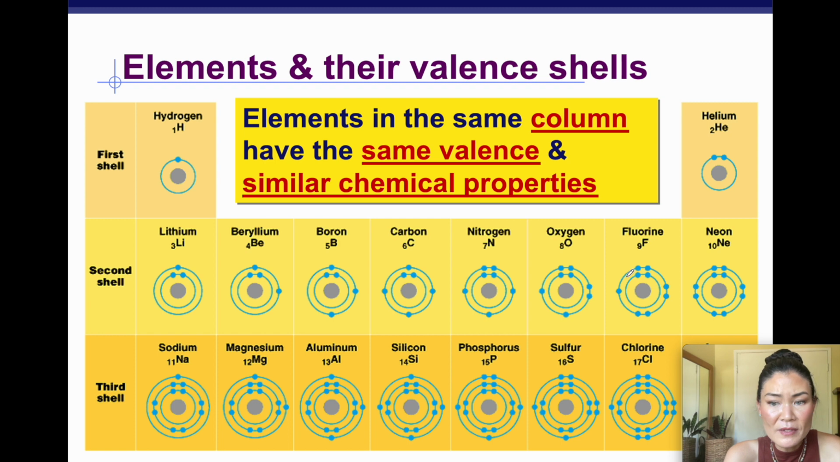Elements in the same column have the same valence and similar chemical properties. And that kind of makes sense too, right? Because remember how we said that the chemical behavior of atoms depends on the electrons? Well, look at hydrogen, lithium, and sodium. They all three have a valence of 1. And same with beryllium and magnesium. They're in the same column. They both have 2 valence electrons. Boron has 3, aluminum has 3. So in the column, they have the same valence and therefore have similar chemical properties.